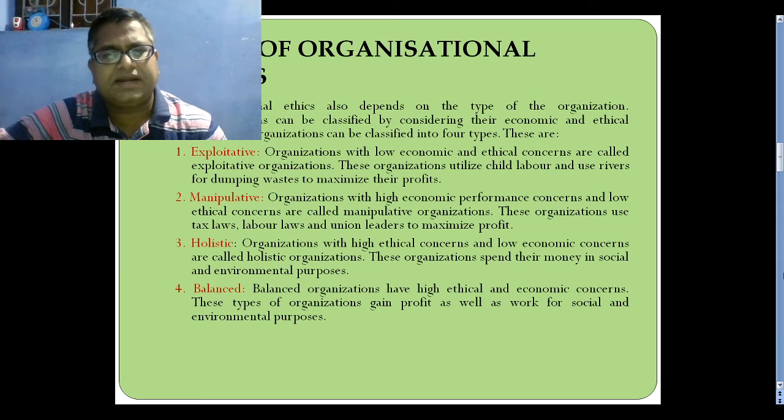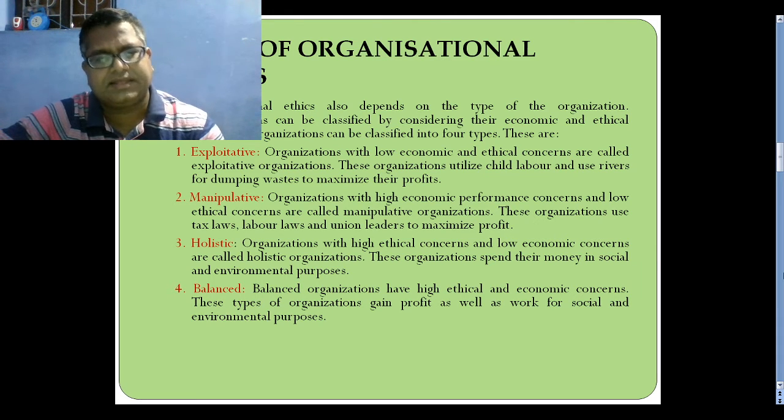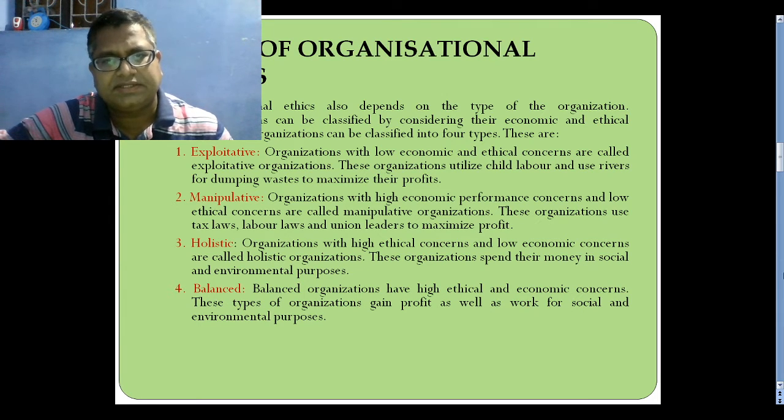My dear students, there are different types of organizational ethics. Organizational ethics depends upon the different types of organization, and the classification of organizations according to their economic and ethical concern. There may be four types: one is exploitative, second is manipulative, third is holistic, and fourth is balanced. If you talk about exploitative, it is an organization with low economic and ethical concern. One is economic, another is ethical concern; these are the two parameters through which we can identify the organization.